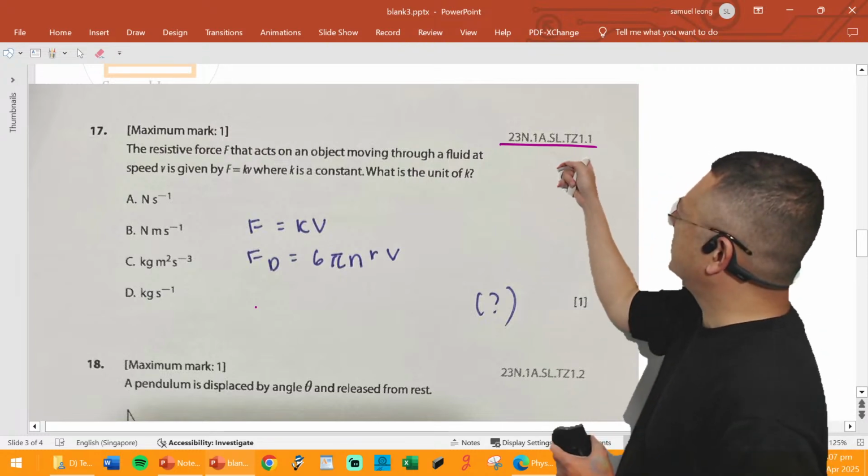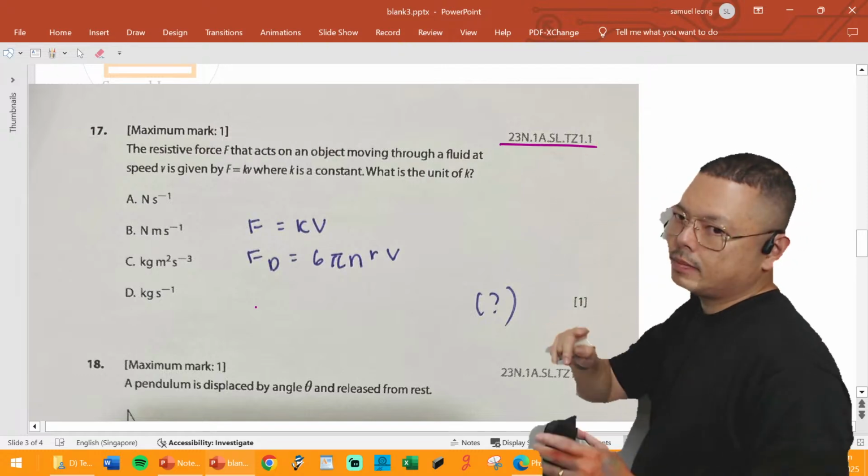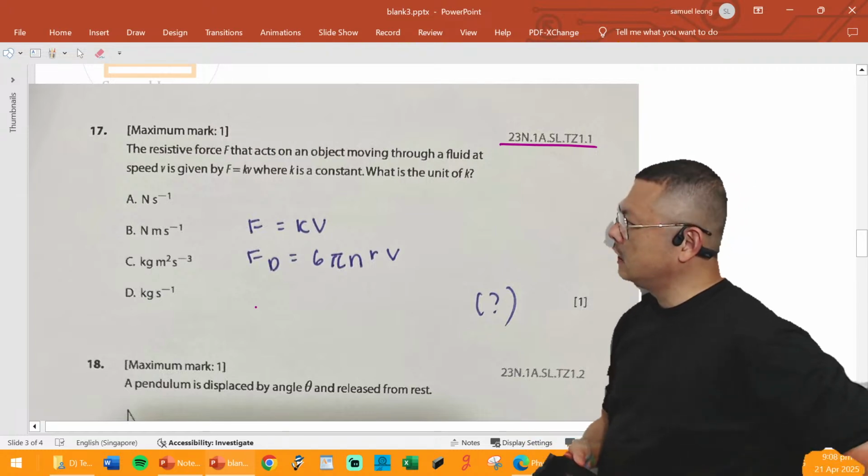No, it's just time zone one. I don't understand what the point one means. Time zone one means, yeah, but November always only had one time zone.